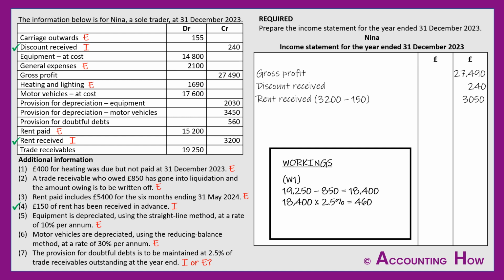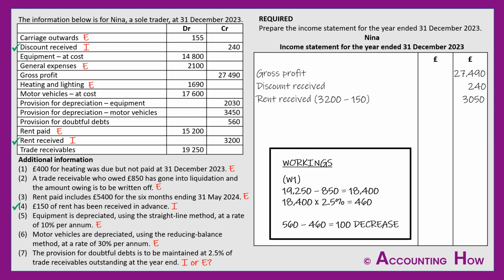Well, if I look back in the trial balance, it tells me the balance in her provision for doubtful debts account is currently £560. So in this case she needs to decrease her provision for doubtful debts from £560 down to £460. She needs to decrease it by £100.